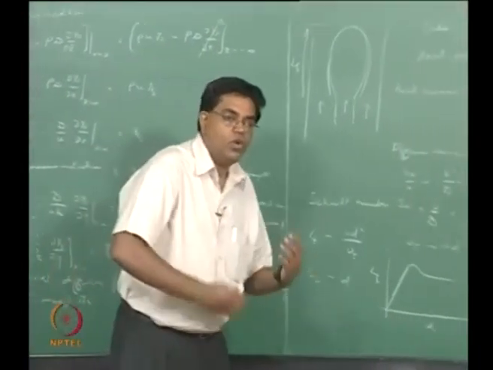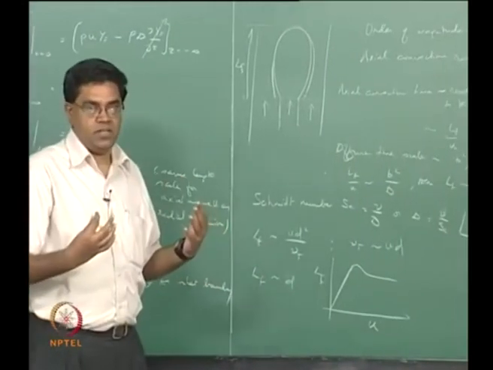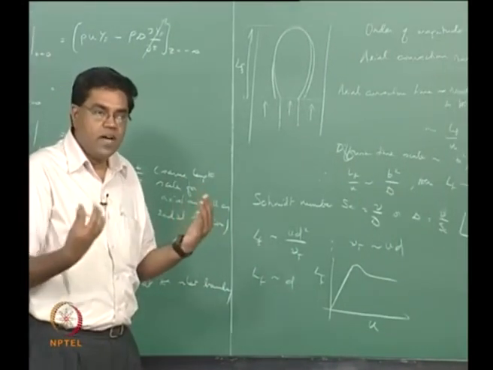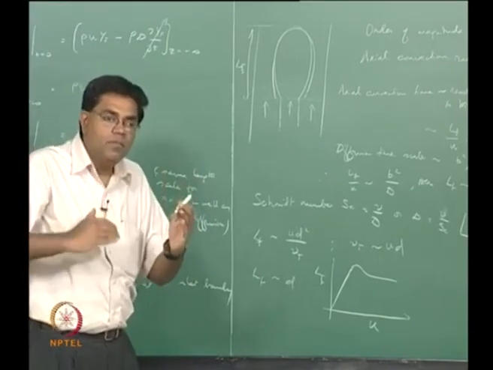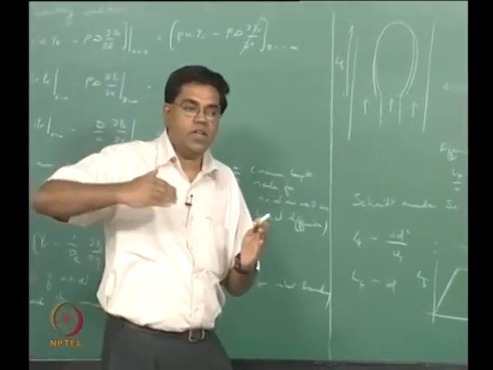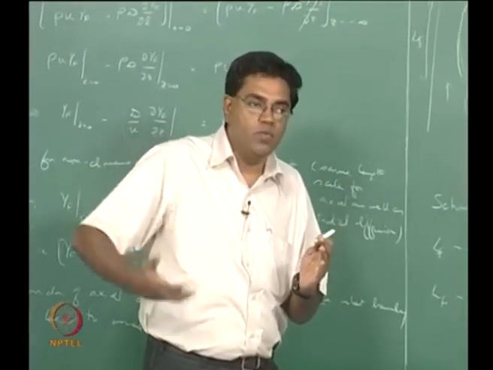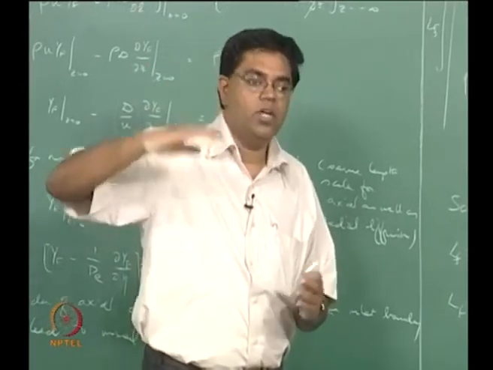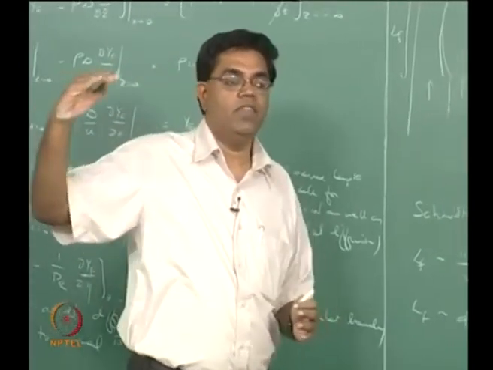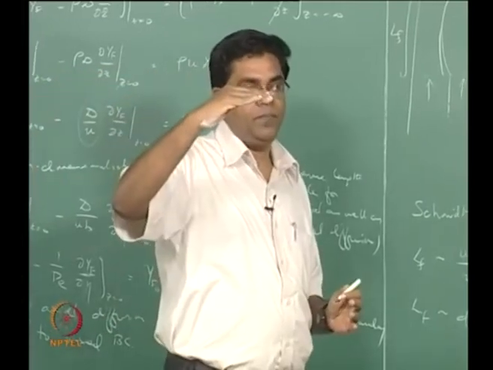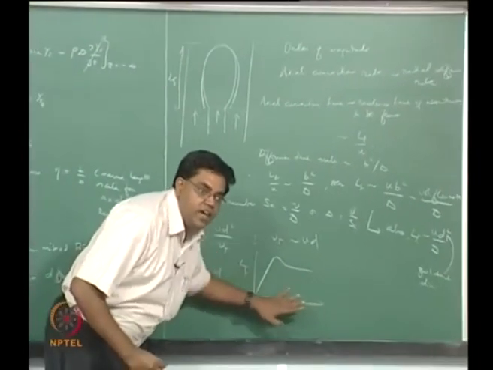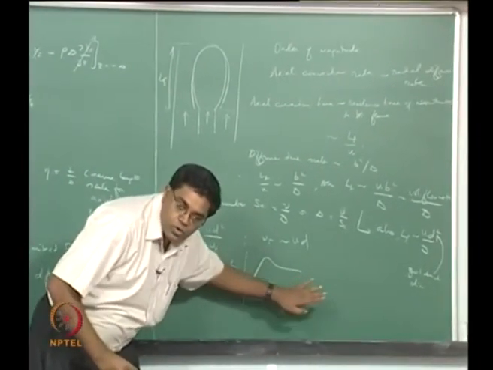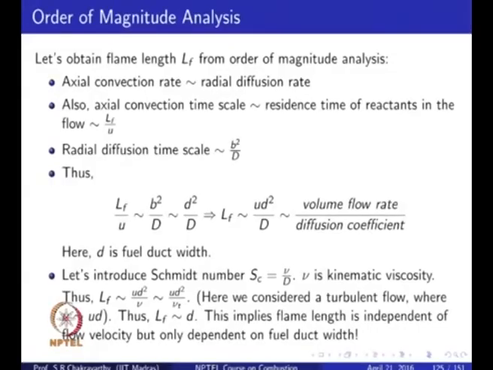Why is that? Because more and more mixing is happening, and the fuel and oxidizer burn in stoichiometric proportions much closer to the burner. That becomes insensitive to the flow, because more and more burning can happen, and all of these things happen within a pretty much constant distance. So that is essentially what is going on as far as turbulent mixing and burning is concerned, and therefore you have a flame length that is pretty insensitive to the flow velocity.